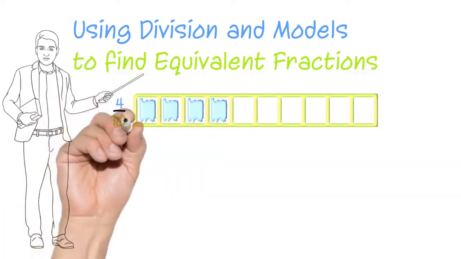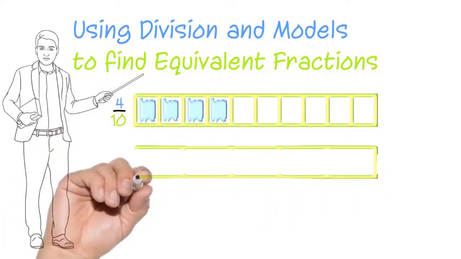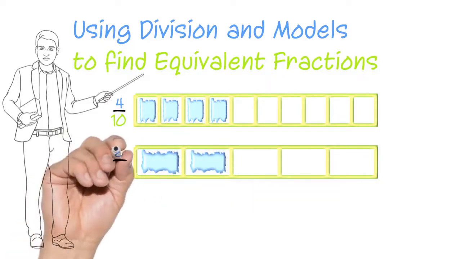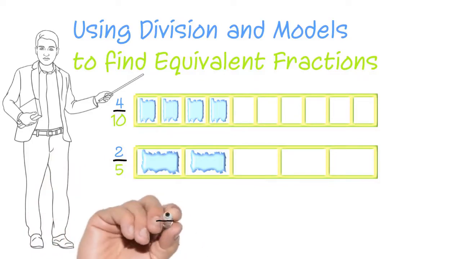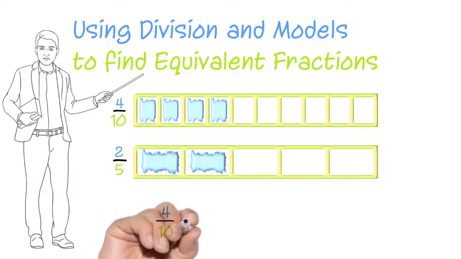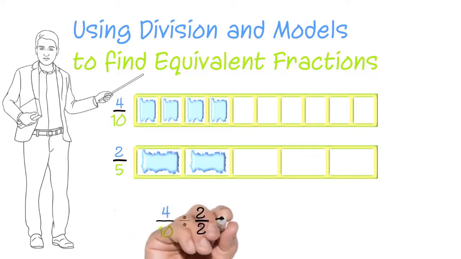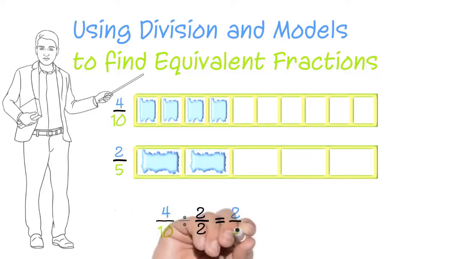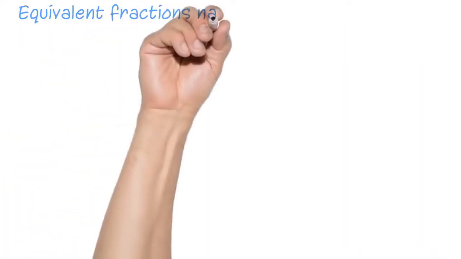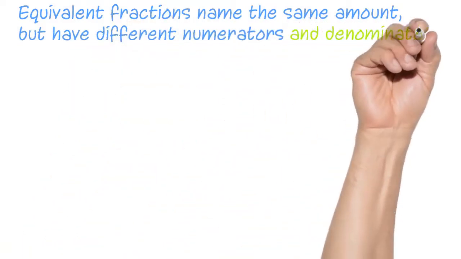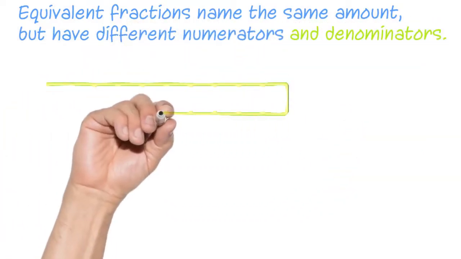Look at the bar model that represents 4/10, and look at the bar model that represents 2/5. In what way are they equal? Equivalent fractions name the same amount but have different numerators and denominators.